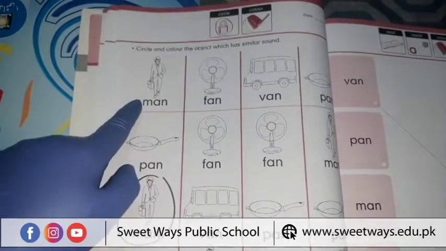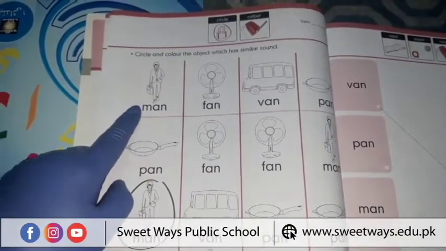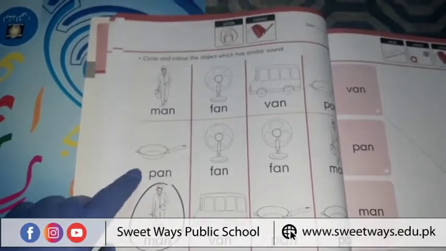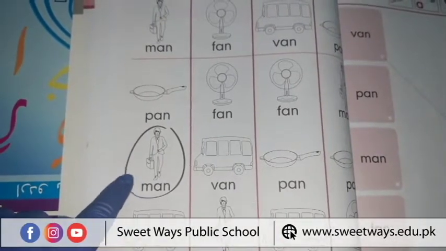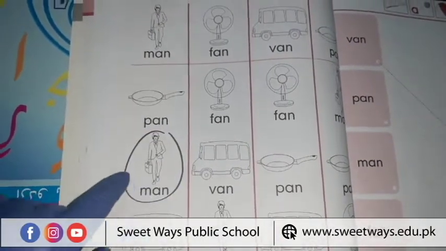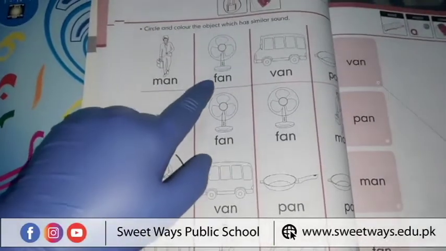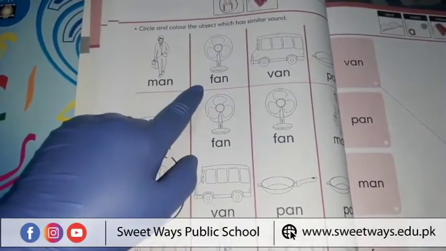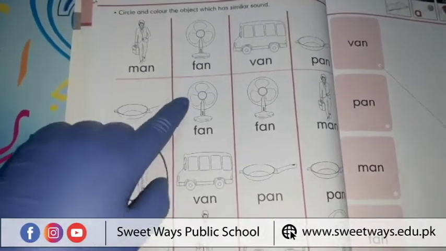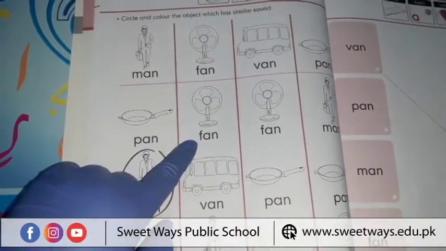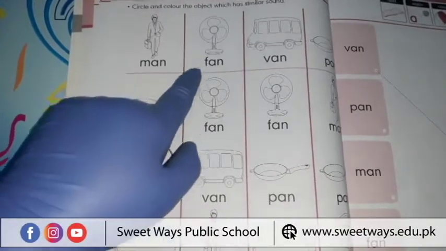This is man. Is it man? No. Is it man? Yes, it is already circled. What is this? Fan. This is fan. Is it fan? Yes. Now circle the fan.